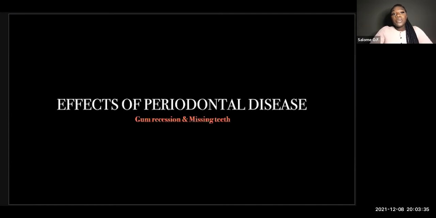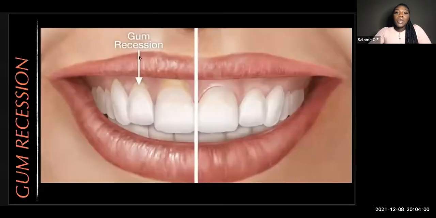So let's move forward to the effects of periodontal disease and what happens when you're unable to properly take care of your teeth. First and foremost, I want to discuss gum recession and missing teeth. The effects of periodontal disease are vast. There are many things that can happen, but the most common are gum recession and missing teeth.